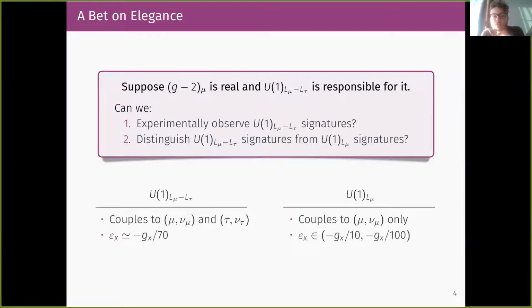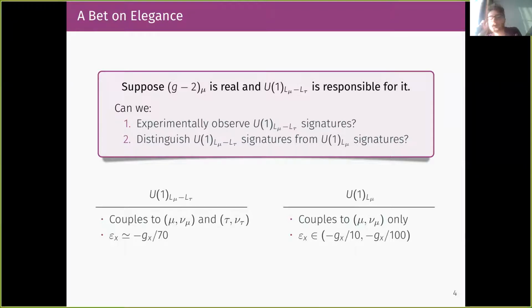And the key differences between these two models that we're going to come back to a couple of times is the fact that, firstly, the L mu minus L tau couples to the second and third generation. So an experiment that can distinguish between an L mu and L mu minus L tau should be sensitive to the third generation. And it's also the kinetic mixing that's crucially different as well.